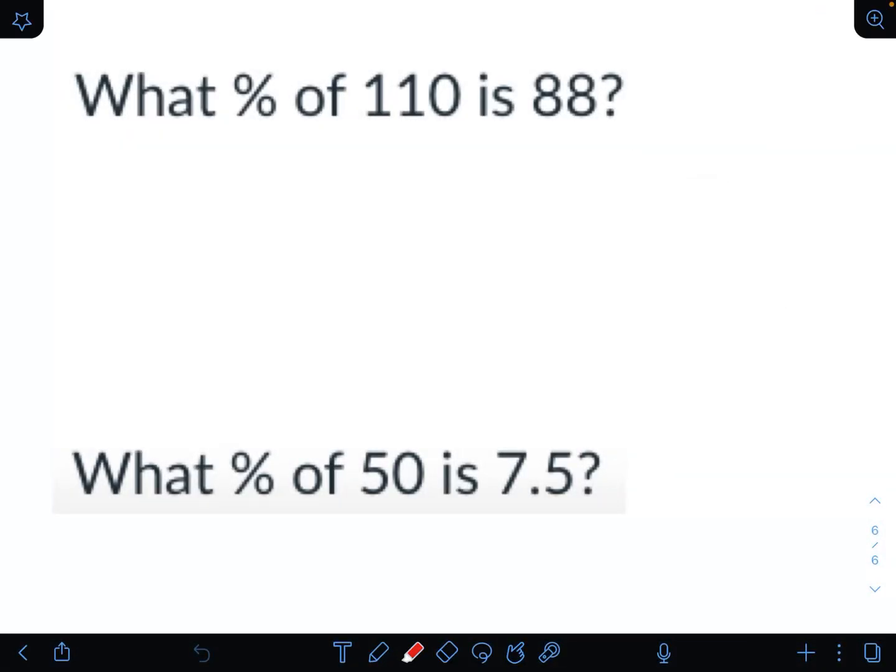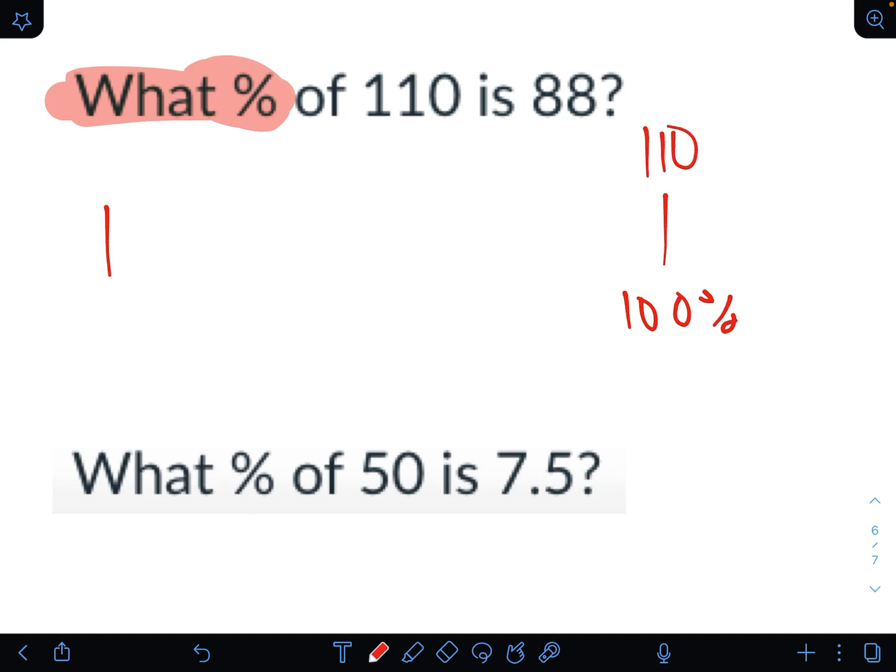Now it's going to get trickier because we want to know what the percent is. Instead of being given the percent, we want the percent, but really it's the same thing. Let me show you what I mean. We know we want what percent of 110 is 88. Well, we know 100% of 110 is 110, and we know 0% of 110 is 0. So where would 88 be? Like, what would it be?